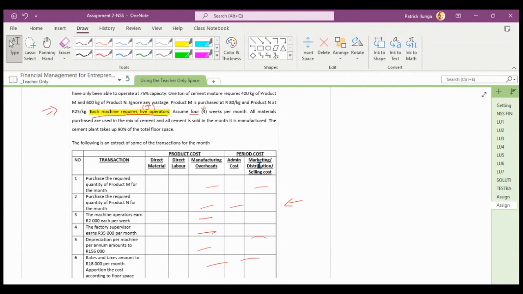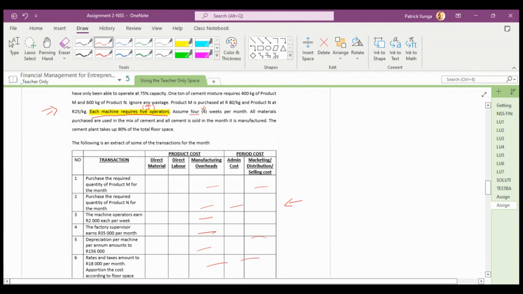So when you're reading, you need to know that what I'm dealing with is either an admin cost or a marketing distribution cost, and place it at the exact place. That's quite important, ladies and gentlemen. It's quite important that you definitely do not ignore that.